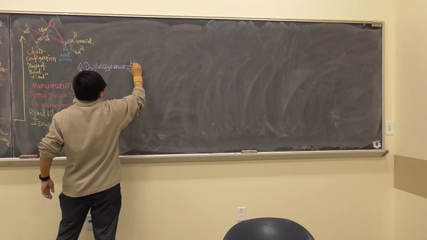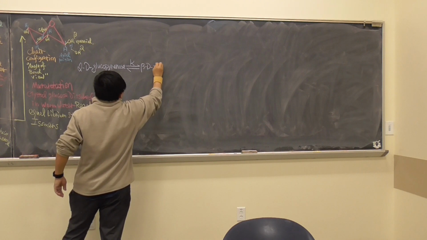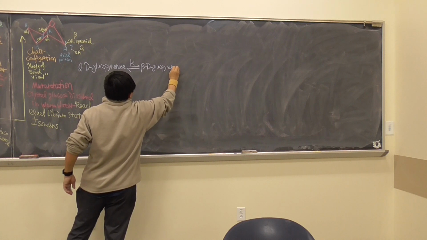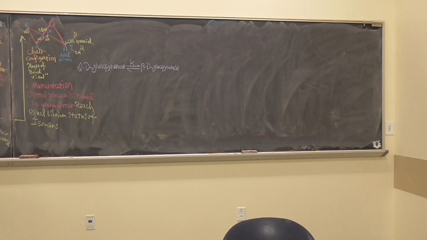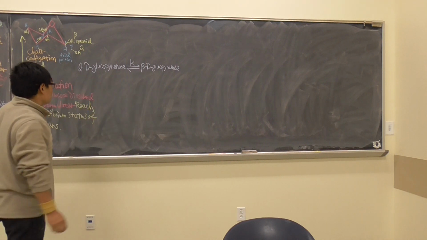coexisting with beta-D-glucopyranose. These are the two isomers. We give them another name: we call it anomeric. C, it is anomer. So this is a false isomerization of glucose. It could be the anomer isomerization. So this is a formula.